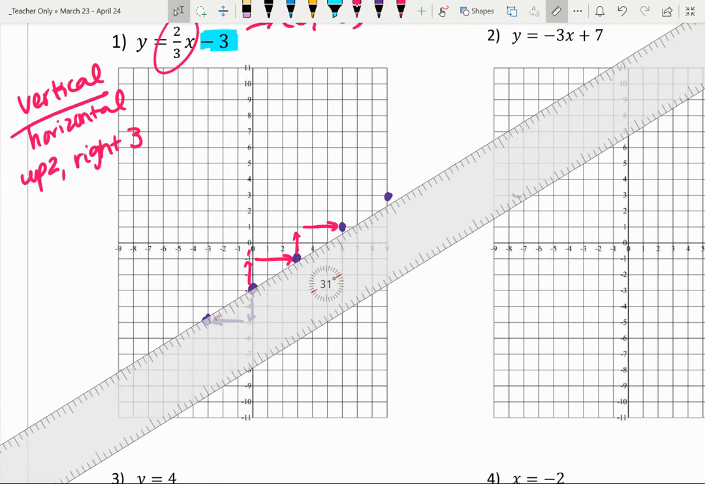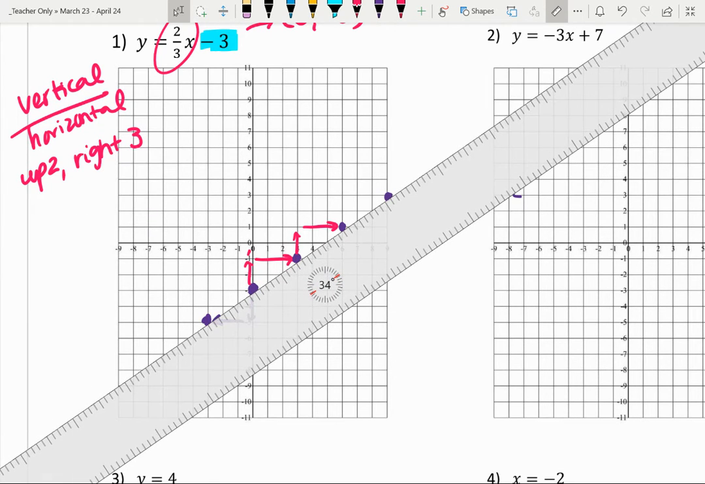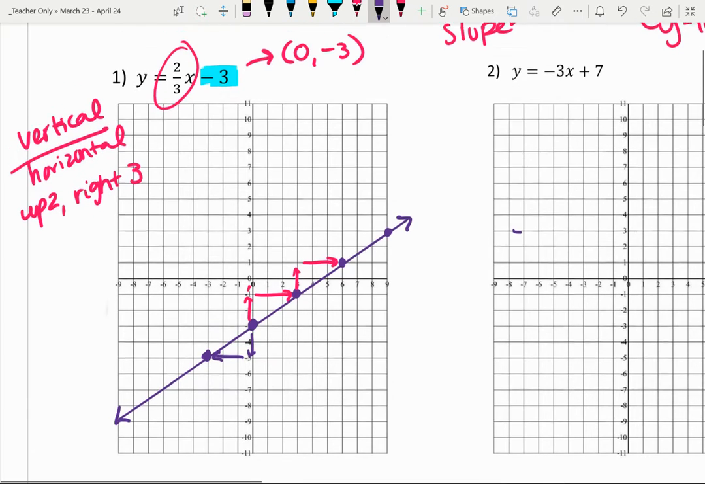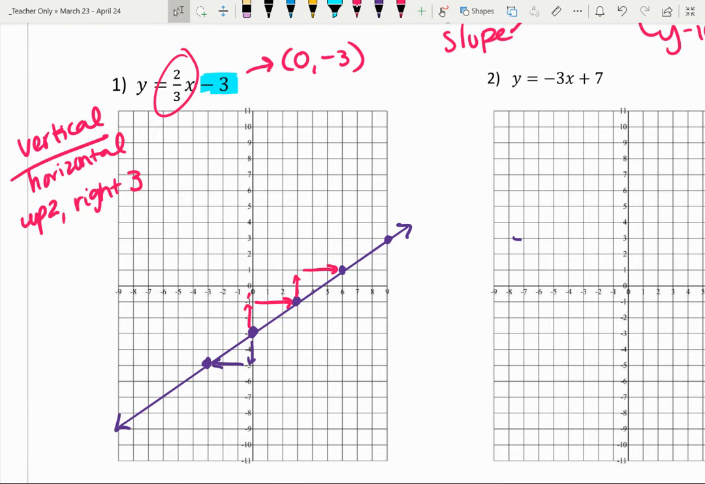And once I'm ready, I grab my straight edge, my ruler, whatever I have handy, and I draw my line, put some arrows at the end of it, and I'm good. So I'm always going to start with the y-intercept, and then I'm going to use my slope to graph the rest of the line.